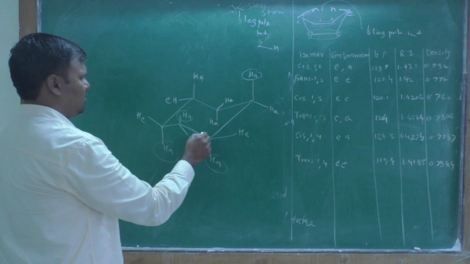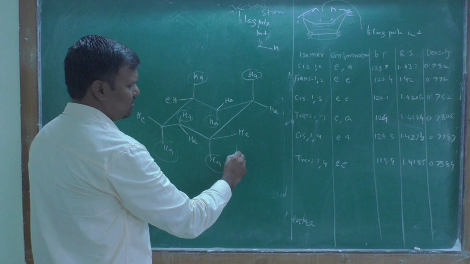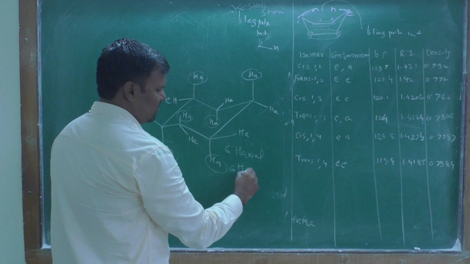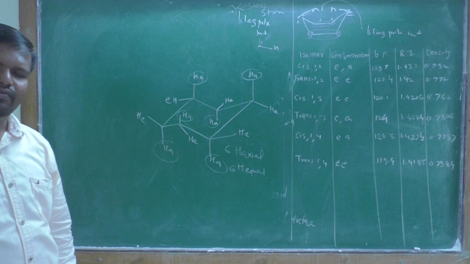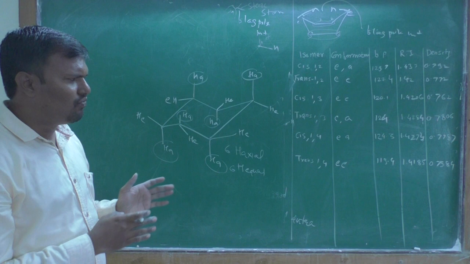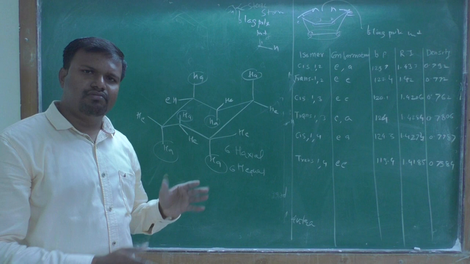1, 2, 3, 4, then 5 and 6. Six hydrogens are axial hydrogens, and six hydrogens are equatorial hydrogens. This is all about the chair structure of cyclohexane, because in the first chapter we studied the stereochemistry of six-membered cyclic compounds.